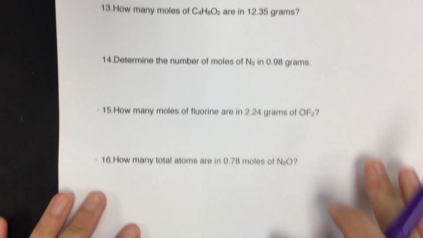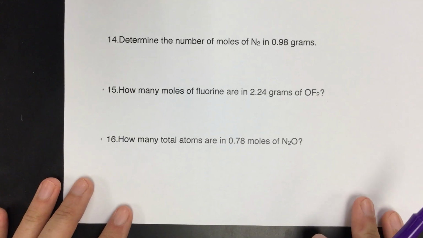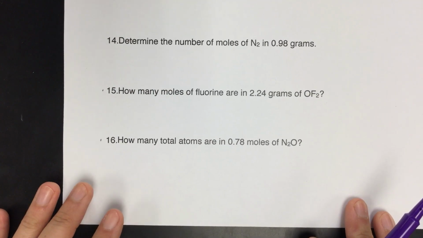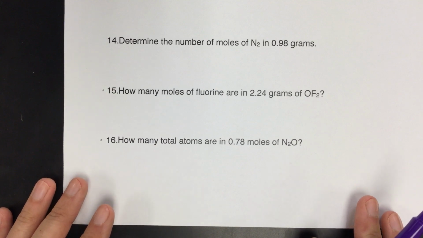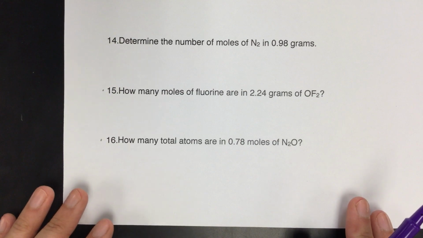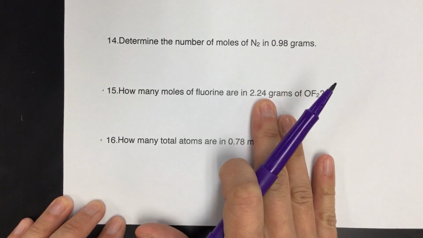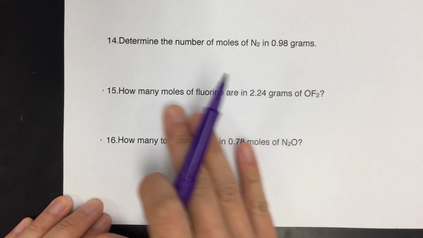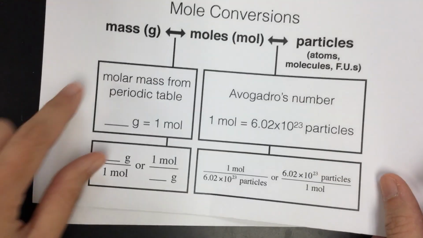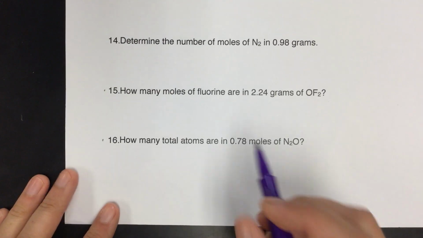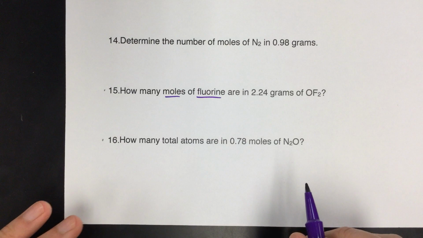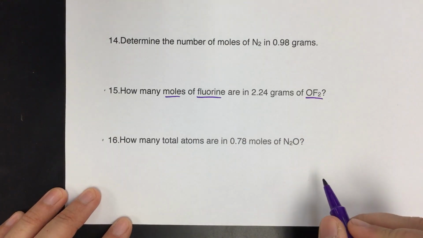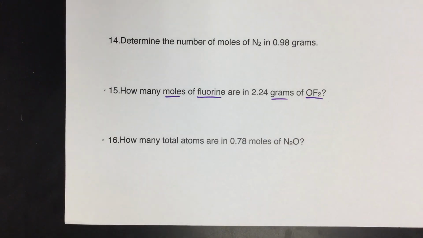We'll do a couple more, a little trickier ones down here. Number 15, how many moles of fluorine are in 2.24 grams of OF2? This one's very tricky. But think about what it's giving us. It's giving us grams, and we want moles. So we have a mass, we want moles. But the tricky thing here is that it's asking for moles of fluorine, not moles of OF2.